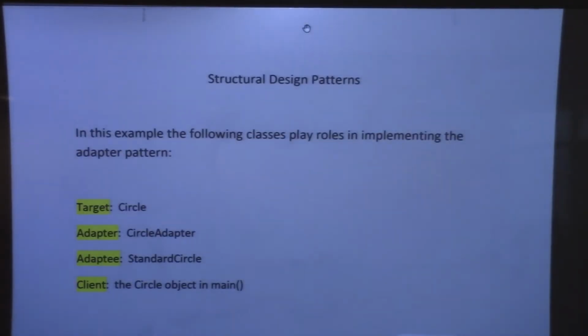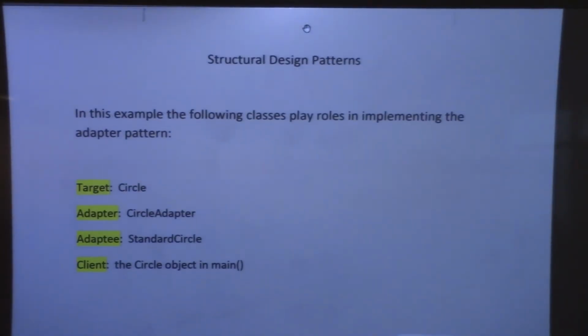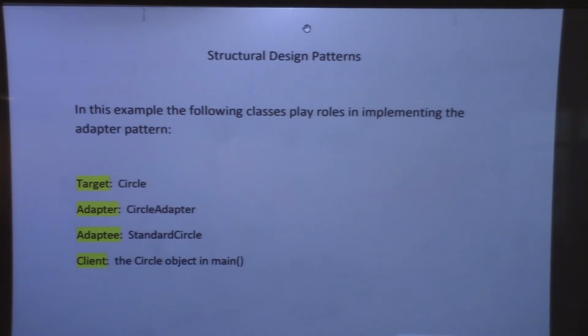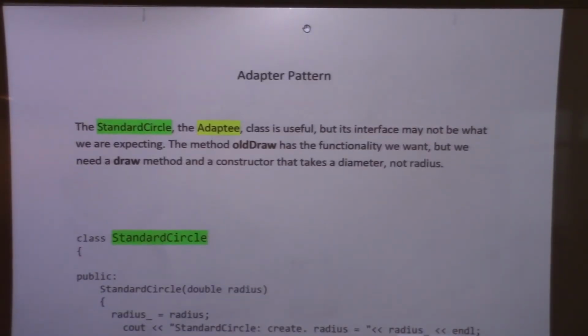So let's look at an example. So let's look at a code example where I'm going to have the target be a circle. The adapter is going to be a circle adapter. The adaptee will be a standard circle. So I'm trying to use a standard circle, but I don't have the same interface. And then the client will be the circle object in main. So these are my 4 pieces. So let's take a look at them.